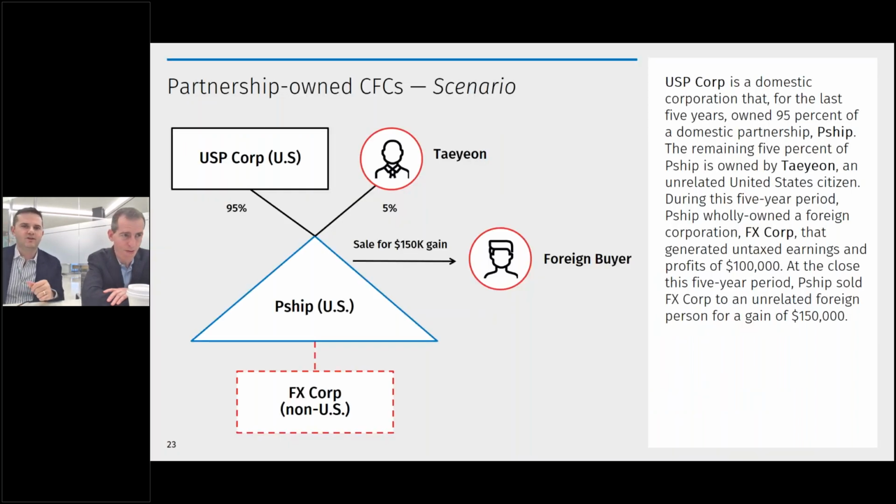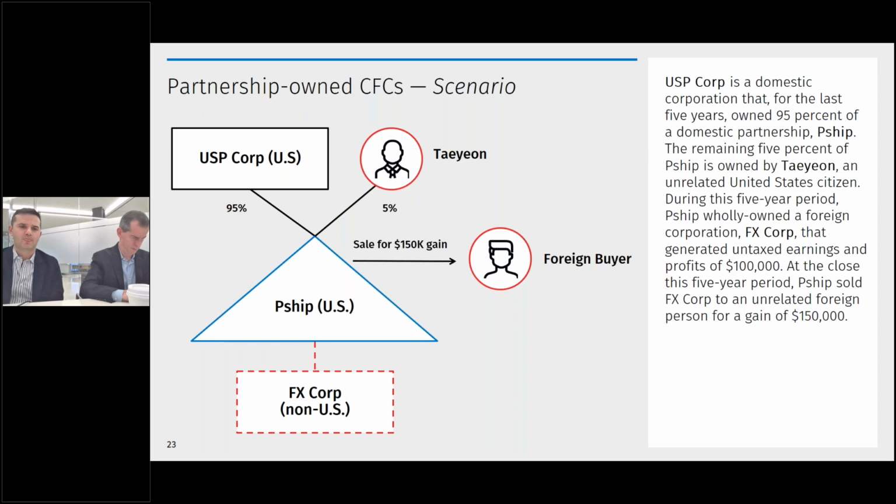Okay, so here's our last scenario of the day. We have this foreign corporation, FX Corp, that's held by a domestic partnership, which in turn has two partners. One is a domestic corporate partner, and the other is a U.S. individual, Taeyang. They're unrelated, so we respect that 5%, 95% split. They've held it for 5 years. There is untaxed E&P accumulated at FX Corp of 100,000. They're going to sell it for a 150,000 gain.